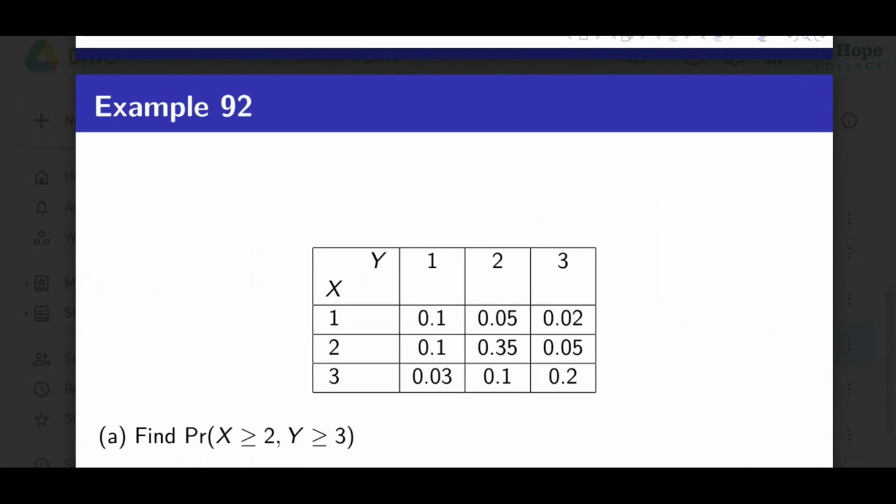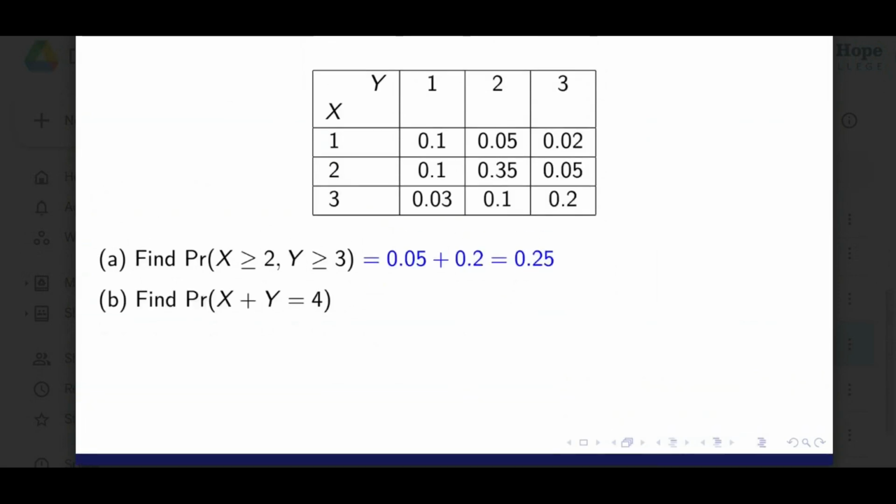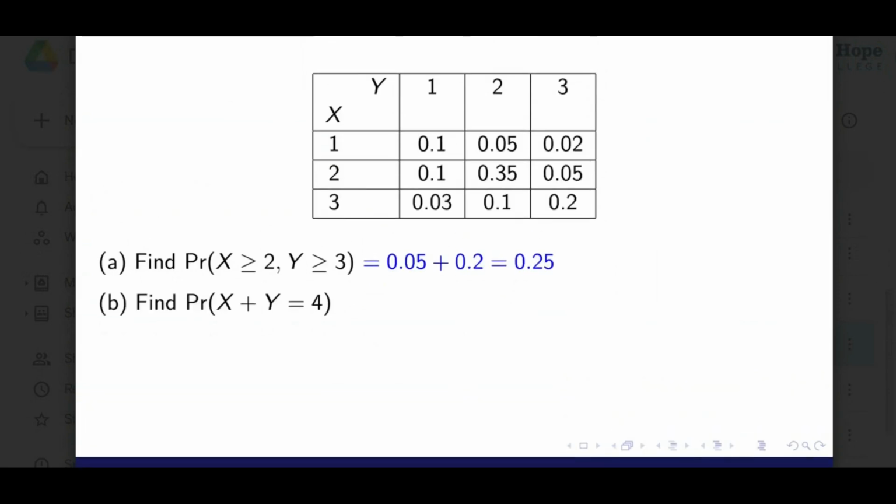Pretty easy, right? I think only 2 entries qualify. That's it. X plus y is 4. Well, find the x and y's that fulfill this. So pretty basic.